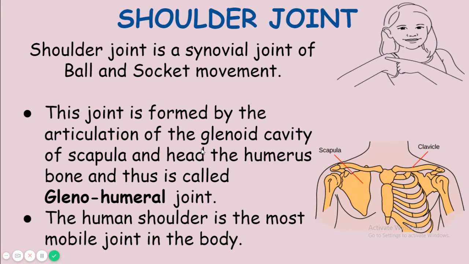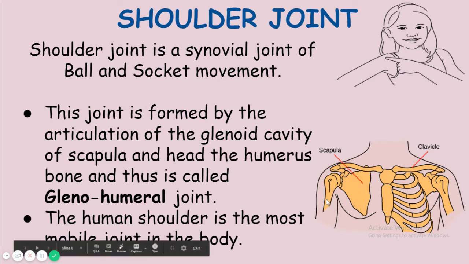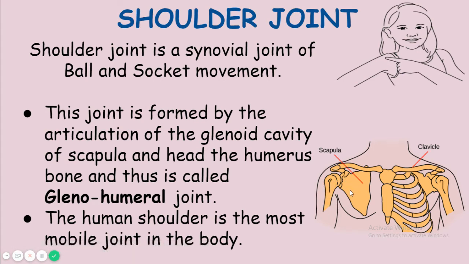Now the fourth topic is the shoulder joint. Shoulder joint is a synovial joint of ball and socket movement. Okay. Shoulder joint is a synovial type of joint. This shoulder joint is formed between two bones. One bone is the scapula and the other bone is the humerus. Okay. These two bones contribute in the formation of the shoulder joint.